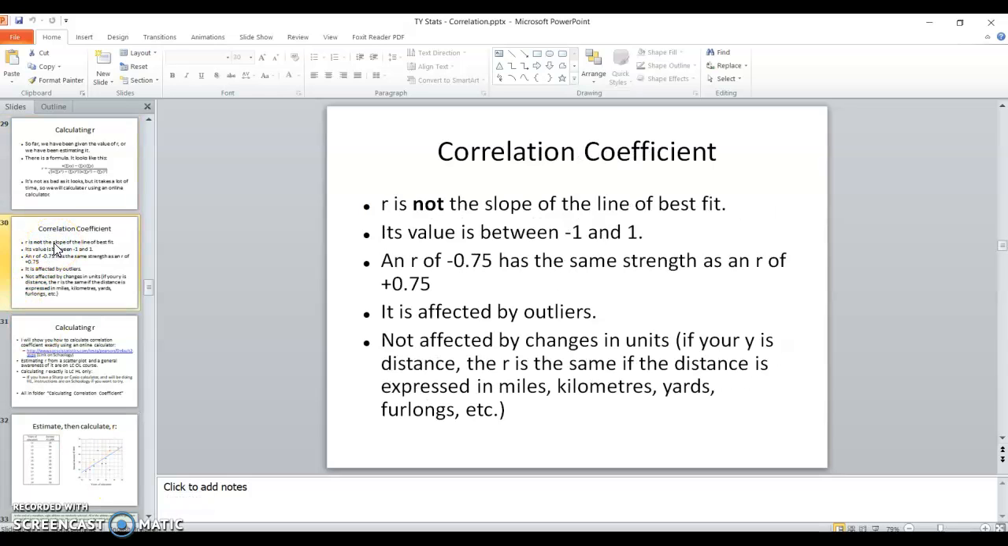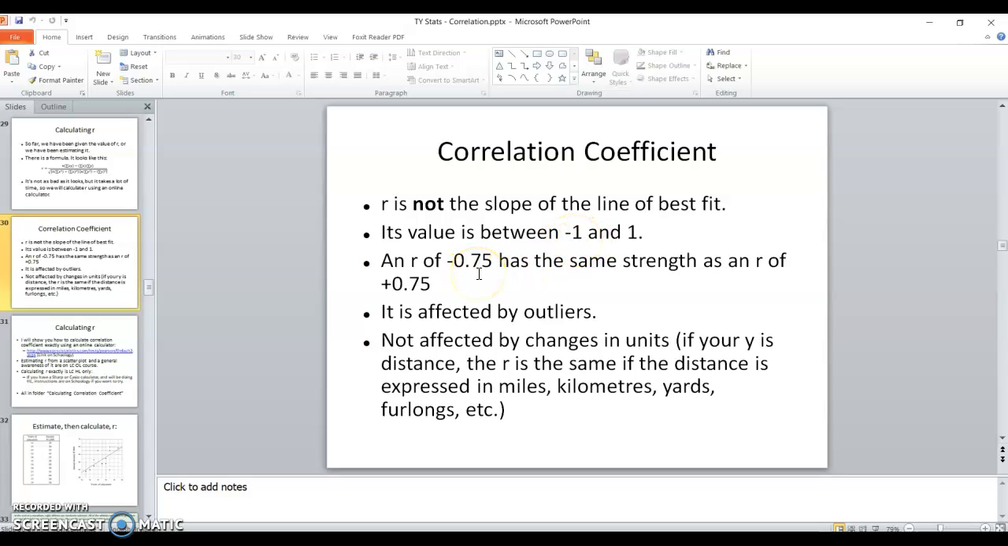Just briefly, a couple of words on the correlation coefficient. It's not the slope of the line of best fit, so it doesn't really matter how steep or gentle the slope of the line of best fit is. That doesn't affect the coefficient. It's how close the points are to forming a straight line that affects the coefficient, that makes it go closer to 1 if it's going up, or minus 1 if it's going down. So it's always between minus 1 and 1.